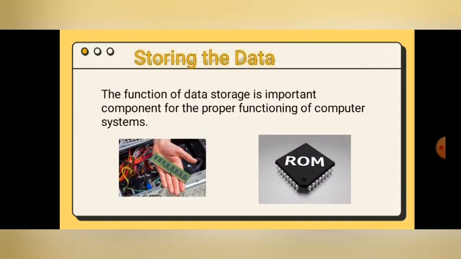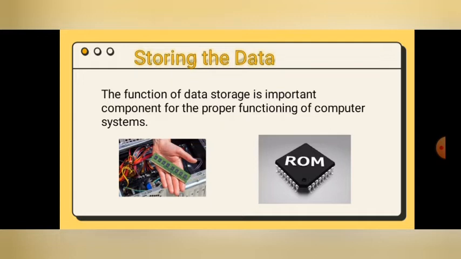Next, storing the data. The function of data storage is an important component of the proper functioning of the computer system. Basically, there are 2 types of storage in the CPU of a computer, namely RAM and ROM. RAM has low memory while ROM has a large storage capacity for storing all the large data, information, video, images, documents, and software in the computer.